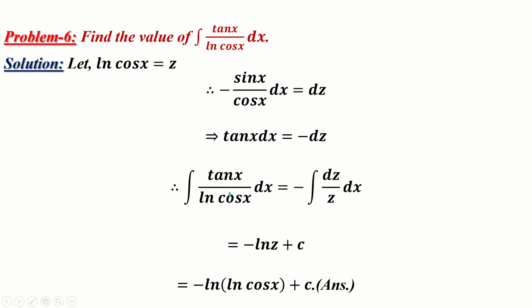Now putting the value of tan x dx, which equals minus dz, and ln cos x equals z. So the integration of dz by z equals ln z, with the minus fixed, plus c. But z is equal to what? z is equal to ln of cos x. So the answer is minus ln of cos x plus c. This is the required answer. Clear?